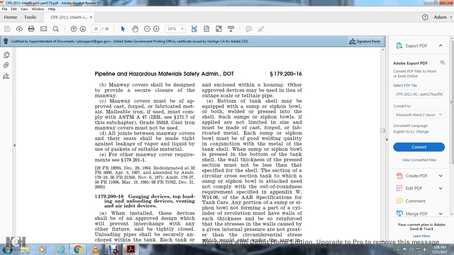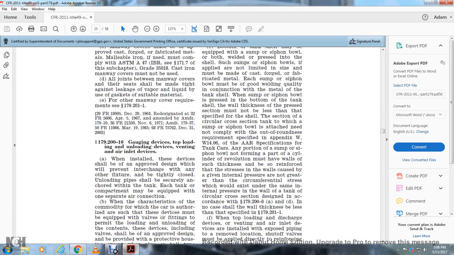All joints made between the manway cover and their seats shall be made tight against leakage of the vapor or liquid, and may be made by gaskets of suitable material. For other manway cover requirements, see 179.201-1.